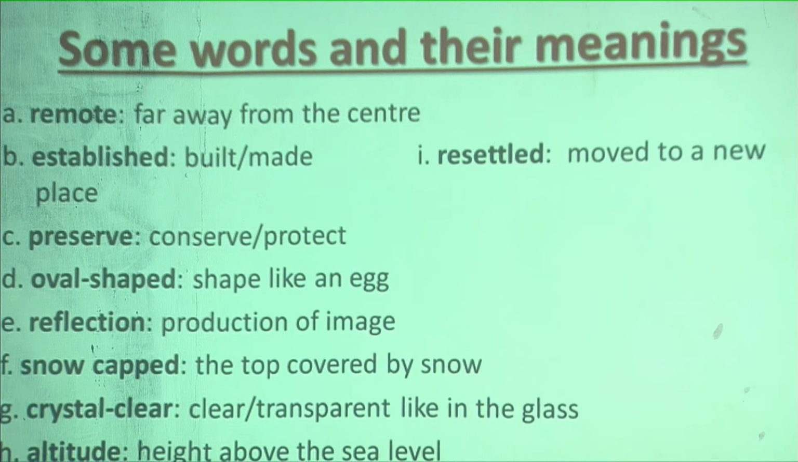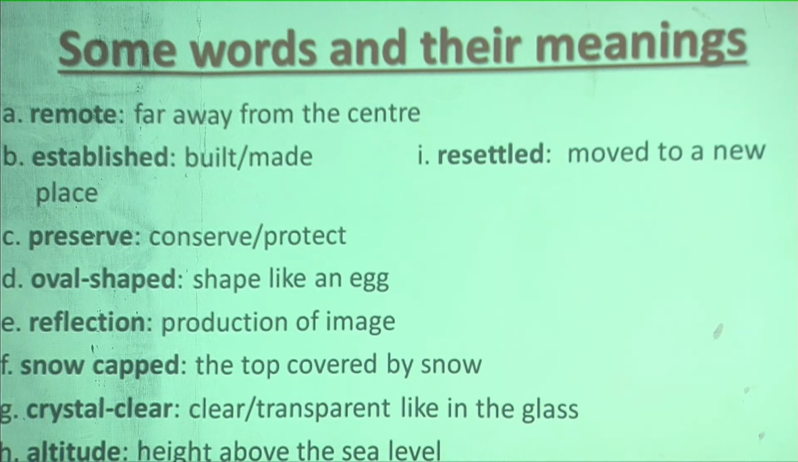And resettled, the last word is there, resettled, moved to a new place. To move something or somebody from one place to another new place. Okay? From one place to some other new place. That is called resettled. Okay, students, I tried to remind you, to teach you or to tell you about the meanings of these words as I could.